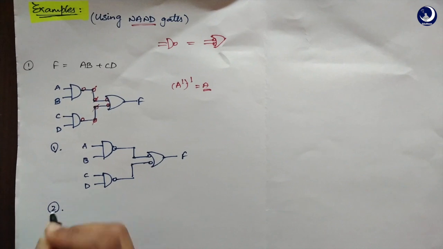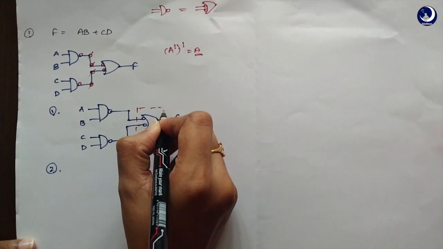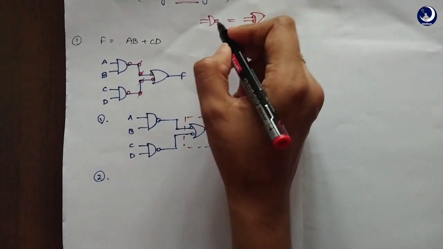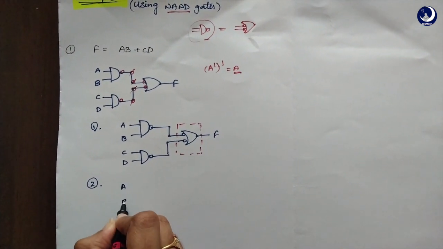And the other diagram can be of this format. All you need to do is replace this one with this NAND gate. So how does your diagram now look?